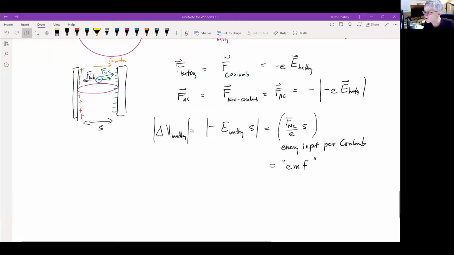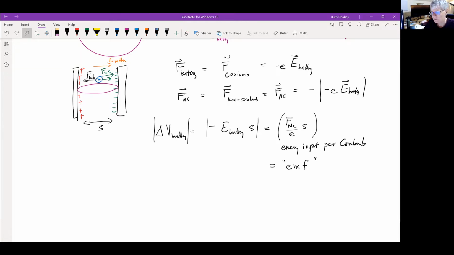It's a really strange term. It's one of these archaic things. It's an abbreviation for the words electromotive force, but it's not a force, it's energy per Coulomb. So we're just going to call it EMF. And so the energy per Coulomb that a battery puts out.